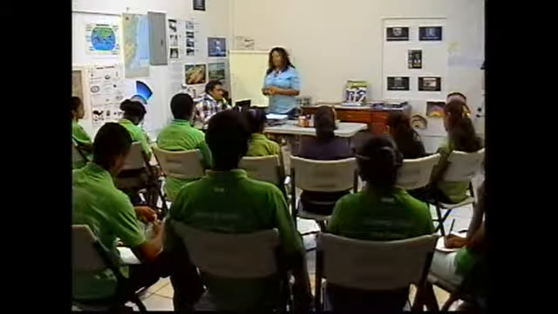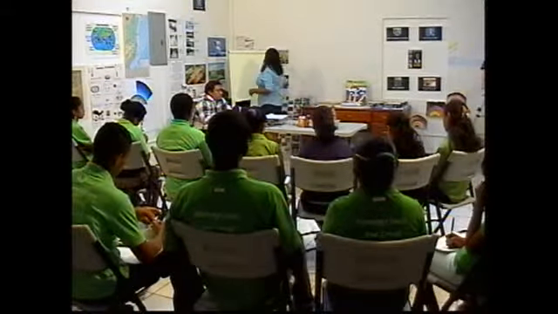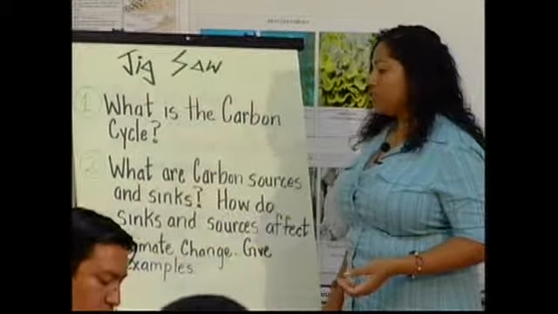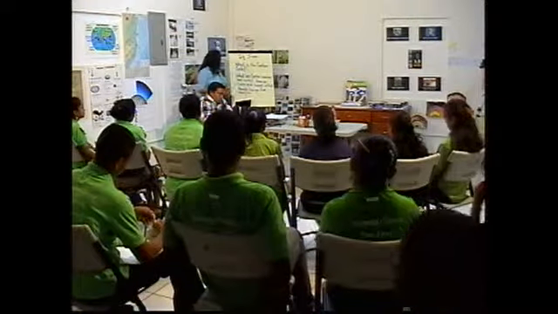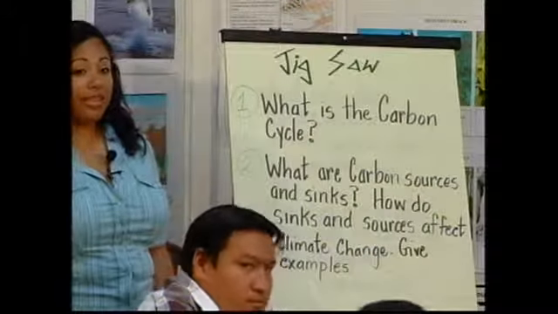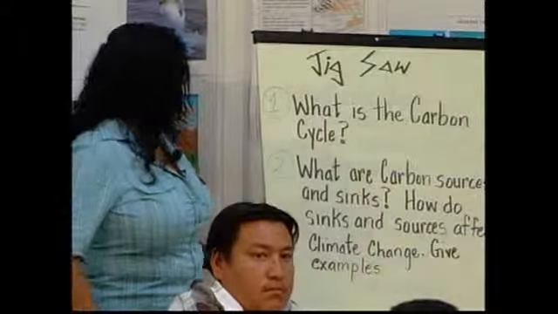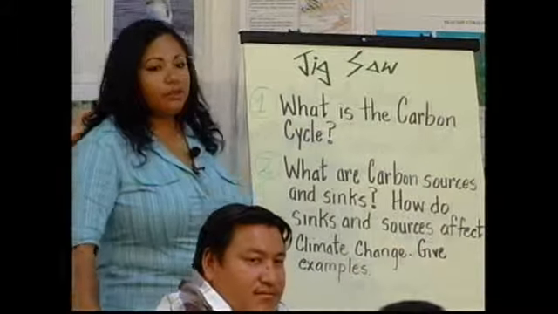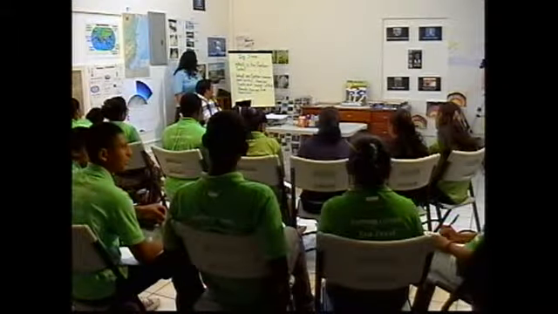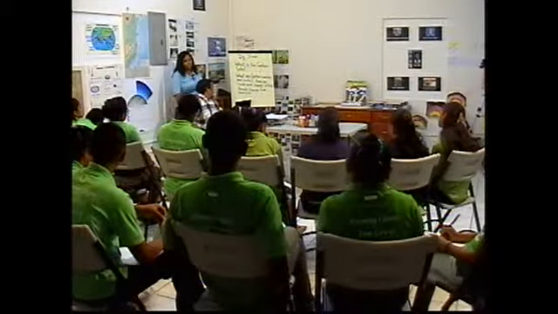Now, in your groups, you're labeled into 1s, 2s, 3s, and 4s. We're going to do an activity called Jigsaw. All the persons who have number 1, you're going to respond to the question, what is the carbon cycle? All the persons who are number 2s are going to respond to the question, what are carbon sources and sinks, and how do sinks and sources affect climate change?